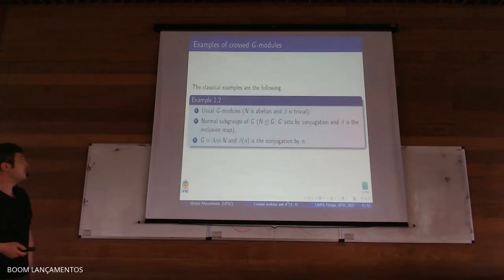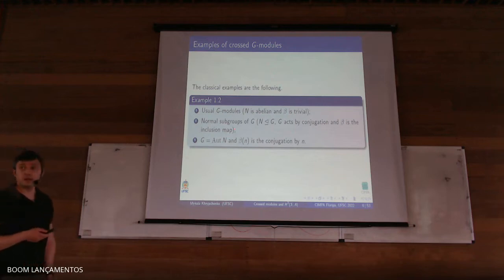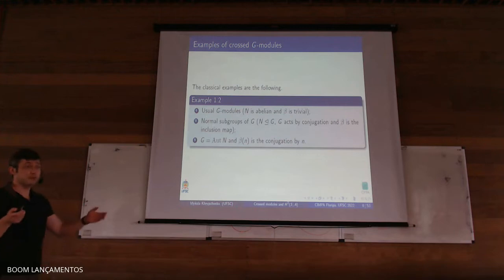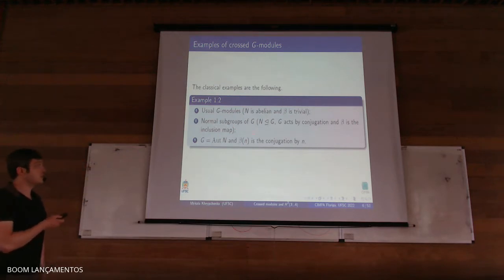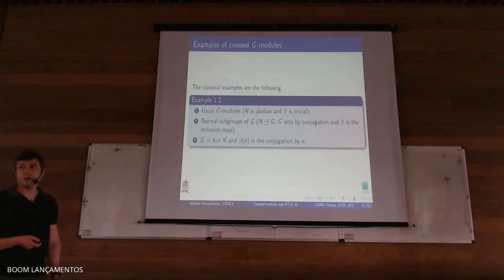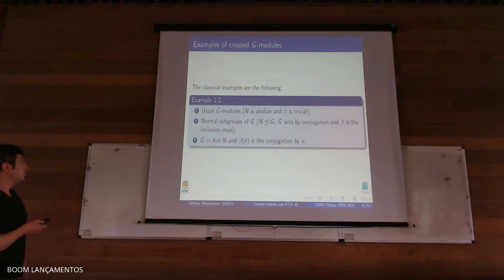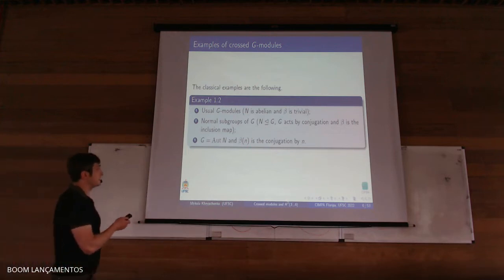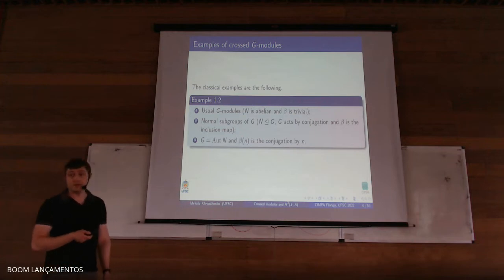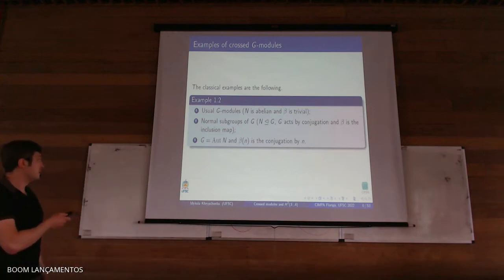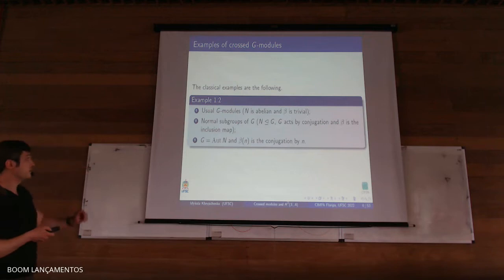Well, some examples are the following. Of course, you can take N to be abelian and β to be the trivial map. Then it gives you the usual G-module, that means usual G actions on abelian groups. You can also obtain normal subgroups of G as particular cases. In this case, you take the inclusion map and the action of G on N by conjugation. And you can also take G to be the whole automorphism group of N and β of n to be the conjugation by the element n in this group. So these are three examples.